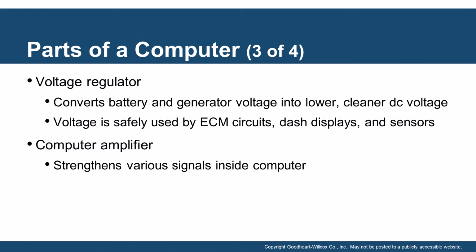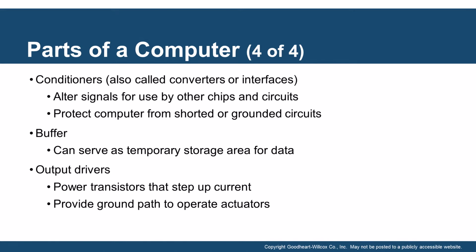The computer amplifier that's built into it is designed to enhance that signal and strengthen it for different signals inside the computer. So you can take this very micro style signal and convert it into something much stronger that the computer can interpret. Computers also have to have some kind of conditioner, right, also called a converter or interface. Those alter the signals for use by other chips in the circuit. Those also protect the computer from shorted or ground circuits in case there's a problem.